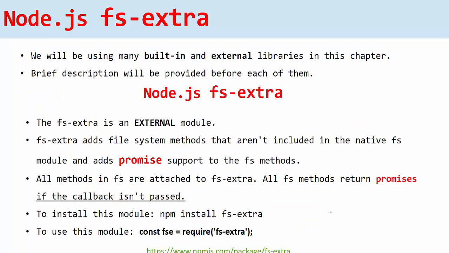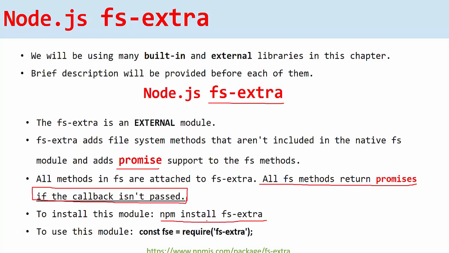In order to study promises, we're going to use a new external file system library for Node called fs-extra. The good thing about fs-extra is that it works with promises. It still works with callbacks, but it also works with promises. All fs methods return promises unless you provide a callback function. We will show you two different examples. To install fs-extra, like any other external library in Node, run npm install fs-extra. This is how you create an object from fs-extra.